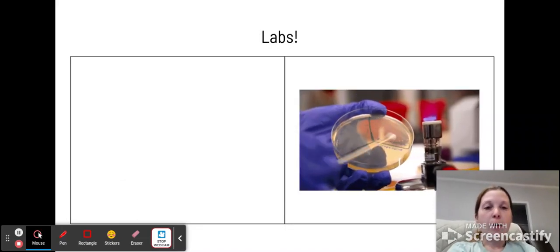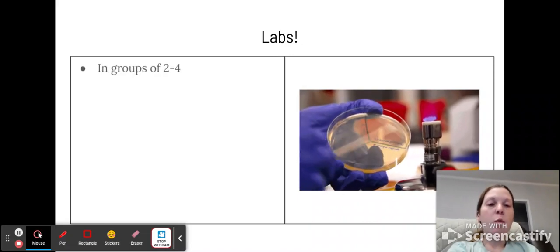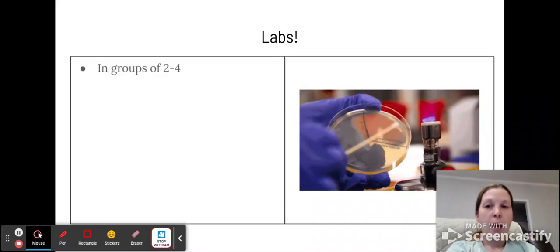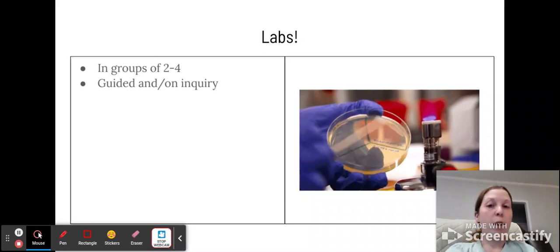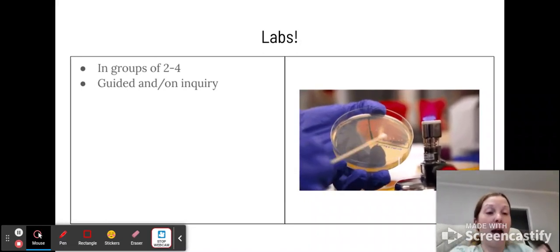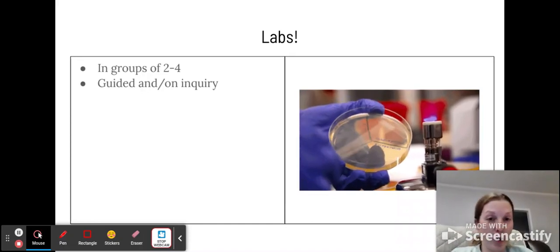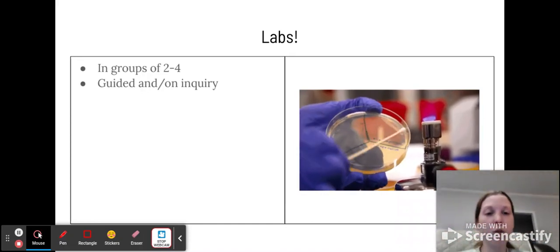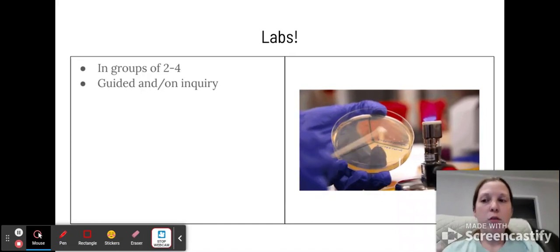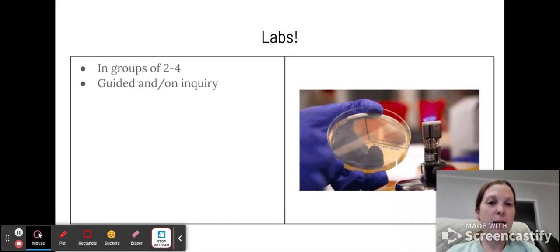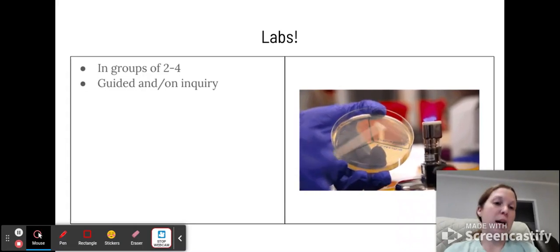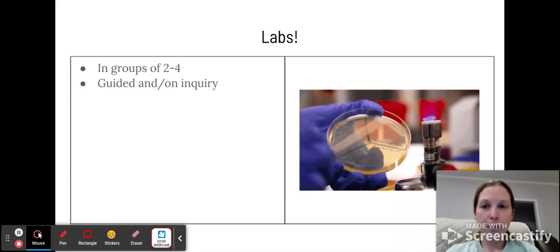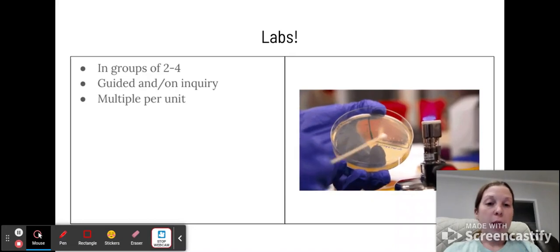So now let's talk a little bit about labs. So you will work in groups of 2 to 4. And these will be either guided, where I provide a procedure for you, or inquiry, where you actually have a question and you come up with a procedure. I'm planning on doing a lot of these because I want you guys to have some creativity in the lab, but I also want you to get some experience on what a higher level science class will be like. You should have multiple labs per unit.